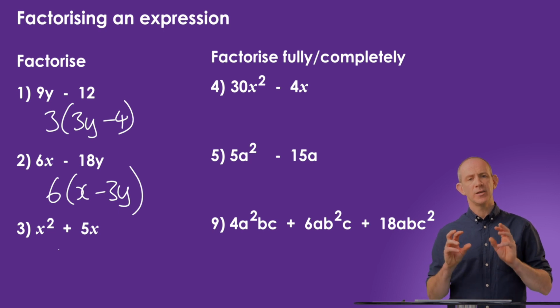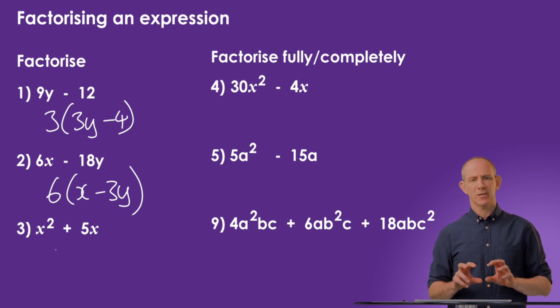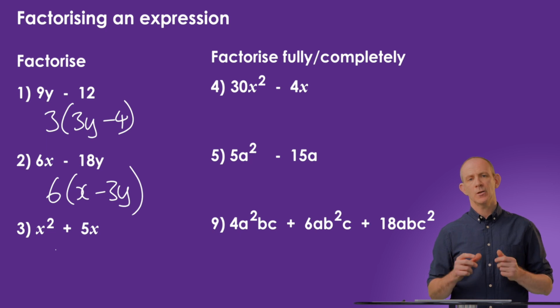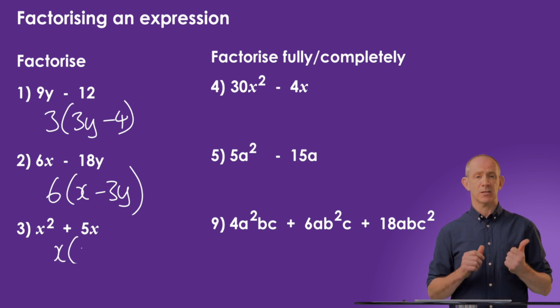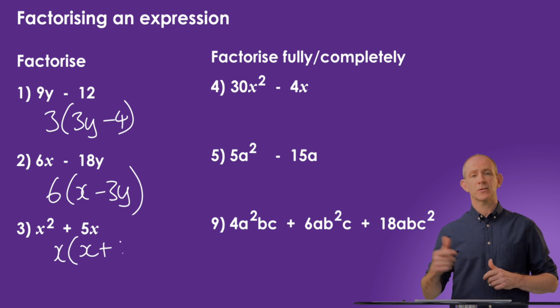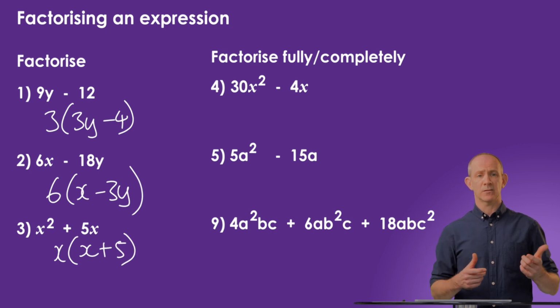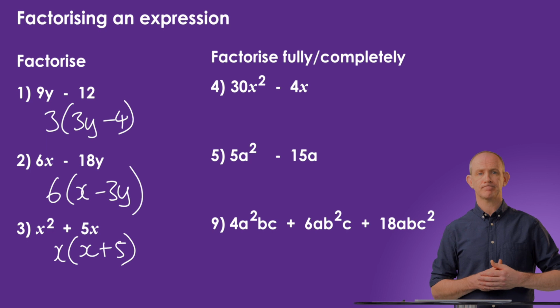In the next one, there's not a number that's common to both terms, it's a letter or a variable. So in both cases, both terms have an x, so we're going to put that outside of a set of brackets. And then inside, we'd have x, because x times x gives us x squared, and then plus 5, because 5 times x gives us positive 5x.